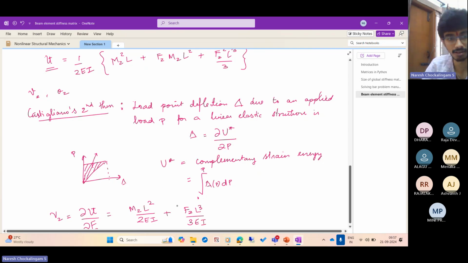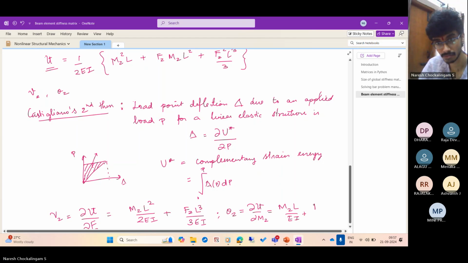So you get this. Similarly, what do you get for theta 2? Theta 2 is dou U by dou M2. And in that case, what do you get? The first term will contribute. It is M2 L by EI plus F2 L square by 2 EI.